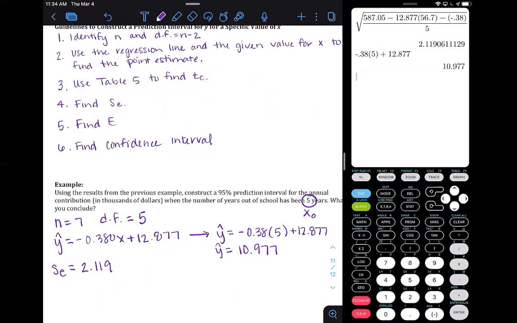So now using table 5, we're going to use our degrees of freedom 5 and our confidence c equals 0.95 to find our critical value, which would be what? So degrees of freedom 5 and a c of 0.95: 2.571.